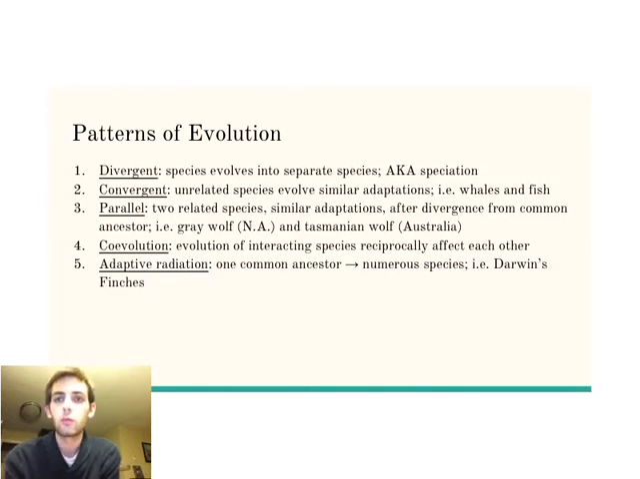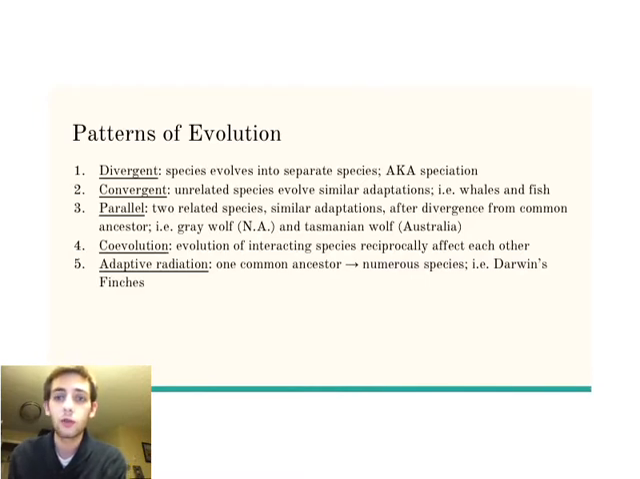Parallel evolution is when two related species develop similar adaptations after they diverge from a common ancestor. So it's essentially when they are two separate species, they're not going to mate, but they are still very closely related. So parallel evolution you can think of coming right off of that node on a phylogenetic tree. And the best example of this is the gray wolf, which is found in North America, is super closely related to the Tasmanian wolf, which is found in Australia. So they're very closely related, they have very similar adaptations, and they have a very recent common ancestor.